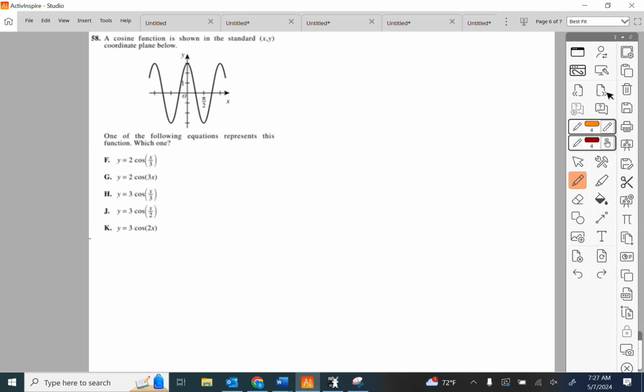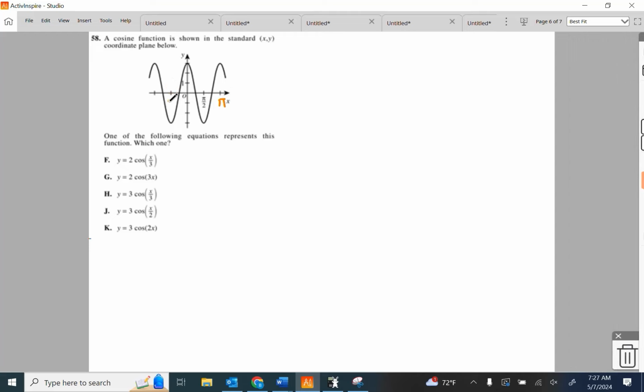The cosine function is shown in the standard xy coordinate plane below. Which one of the following equations represents this function? All right, so this will be kind of rough for a lot of y'all. Looks like they're indexing by pi over 2. That would make this pi. That would make this negative pi.